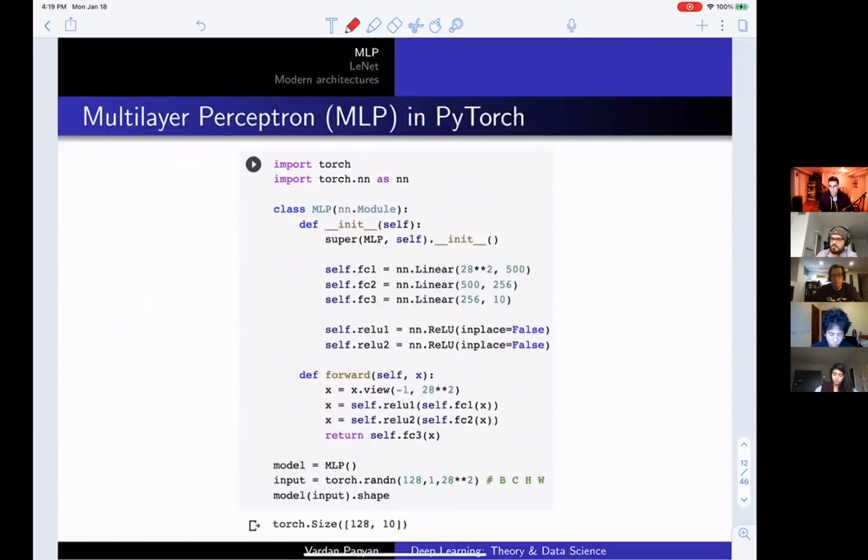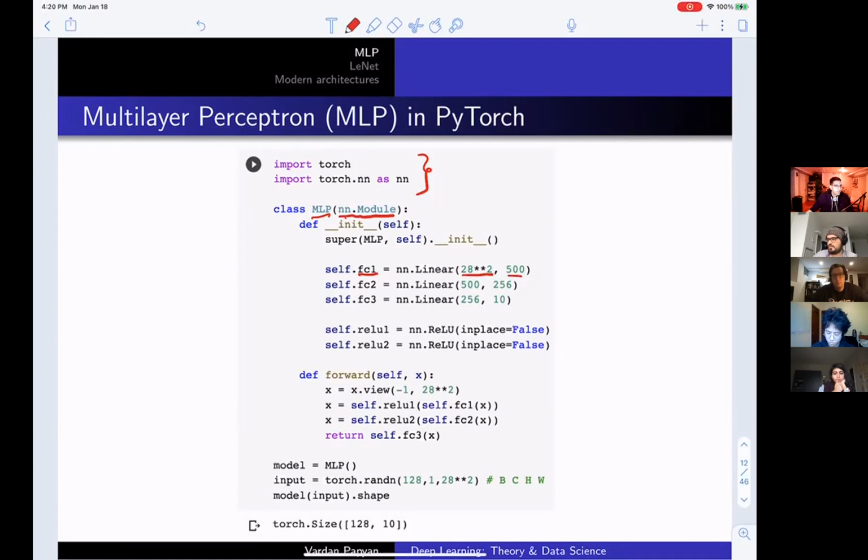And here's a simple example of how you can create a multi-layer perceptron in PyTorch. First of all, you import PyTorch, and then you define a class MLP, which is an nn.Module. This is something called inheritance, but if you don't know what it means, it doesn't really matter. And then you define the different modules that you want. First of all, you define FC1, which is a linear model that goes from 28 squared to 500.